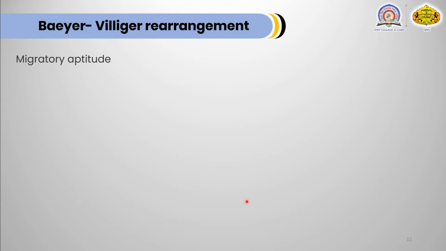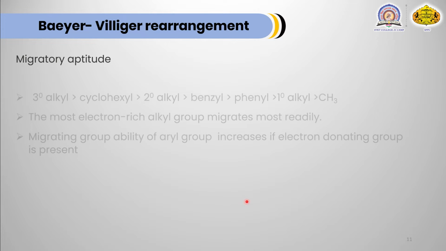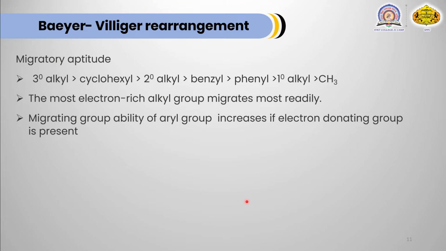Now, this is migratory aptitude. Migratory aptitude means the group which is going to migrate. When more than one group is present, we have to use this migratory aptitude. In migratory aptitude, when a tertiary alkyl group is present, it migrates earlier.